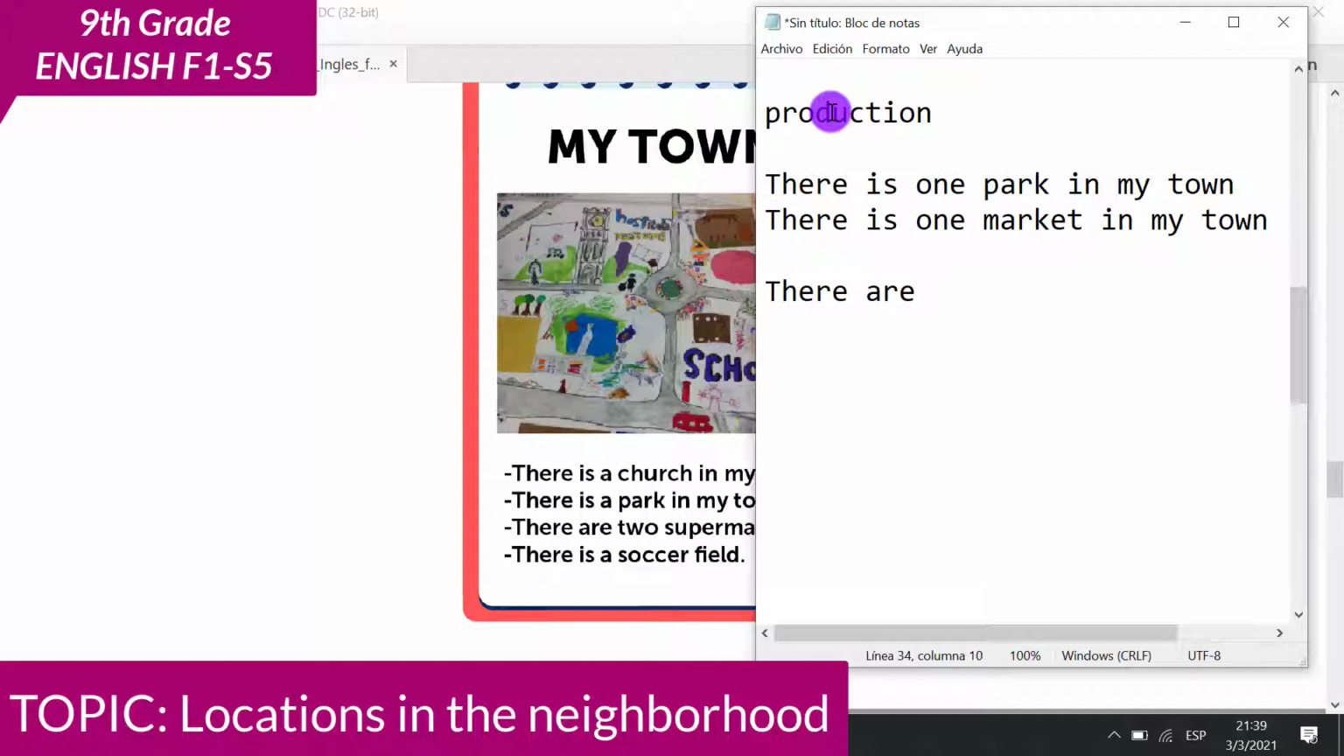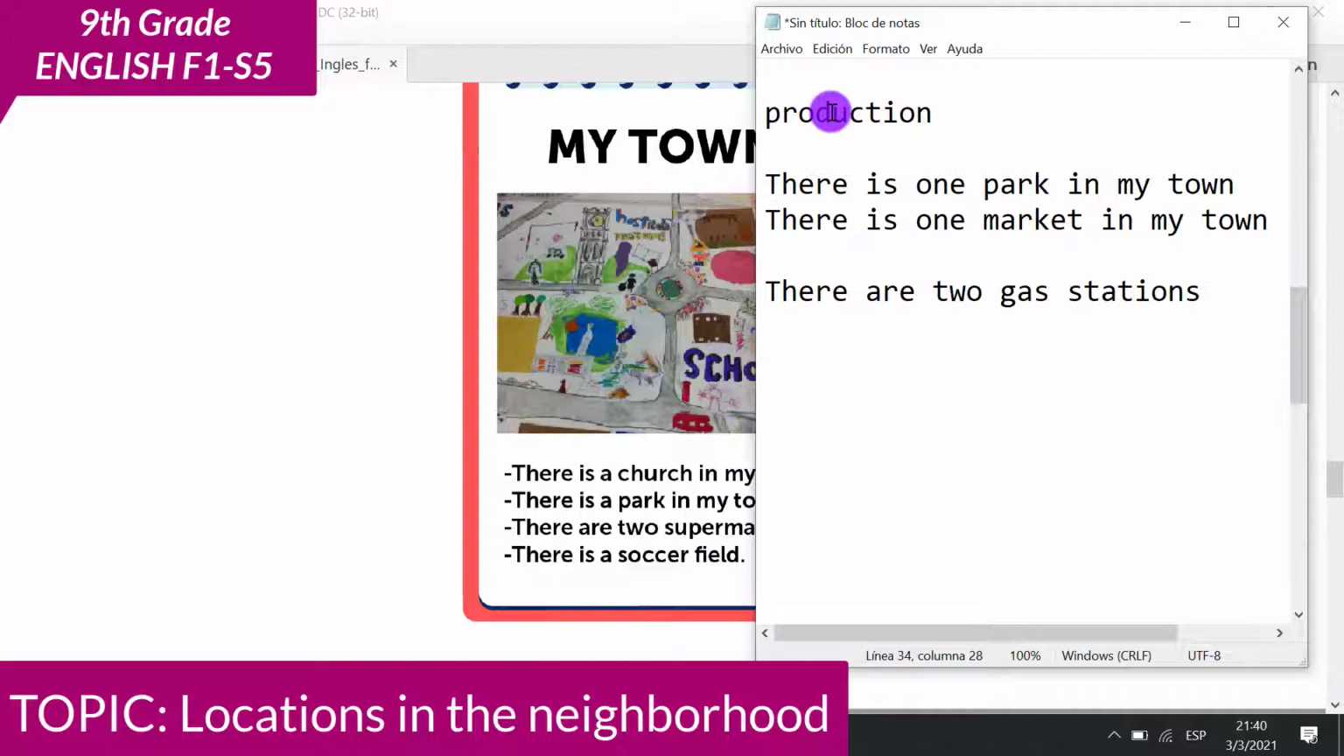There are. Vamos a ponerle there are porque there are es para el plural. 2, 3, 4 or more. A ver, piensa de algo que hay dos en Cara Sucia. Dos o más. There are 2 gas stations in my town. Okay? There are 2 gas stations in my town. Hay dos gasolineras en mi ciudad.